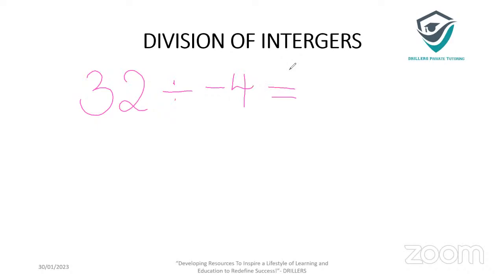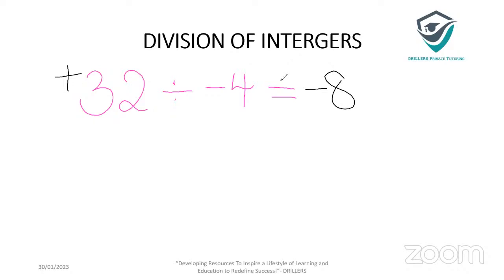So we have 32 divided by -4. So you know that this 32 is positive because we didn't have any sign in front of it. So 32 divided by 4 gives us how much? When we divide 32 by 4, of course, good, we get 8. And because it's different signs, you're going to have -8.